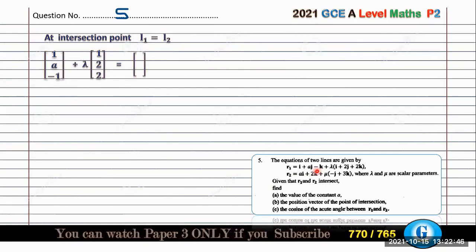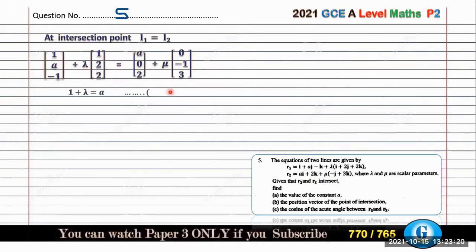Then this should be equal to line 2, which is A, 0, 2. The y component is not there, right? So the j component is 0. Then plus mu times, with this mu also the I component is not there, so we have 0, minus 1, 3. So we equate these two, right? When we open out, we have the equations. For the I component, we have 1 plus lambda is equal to A.